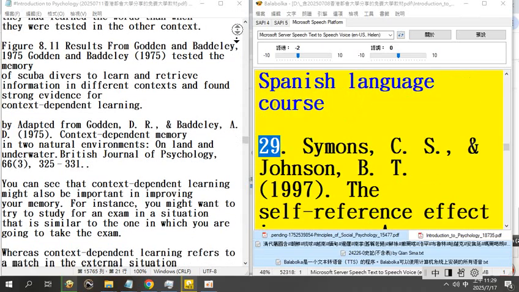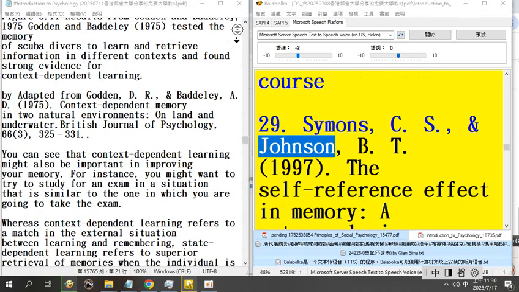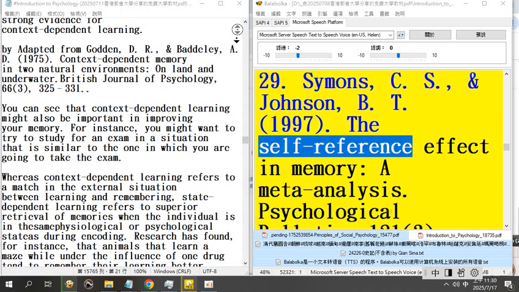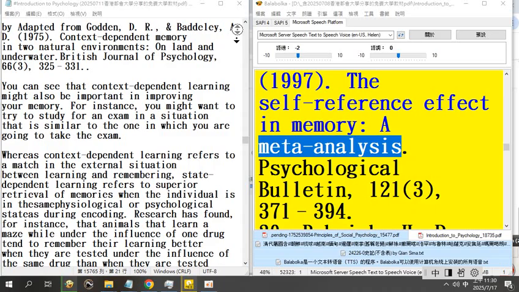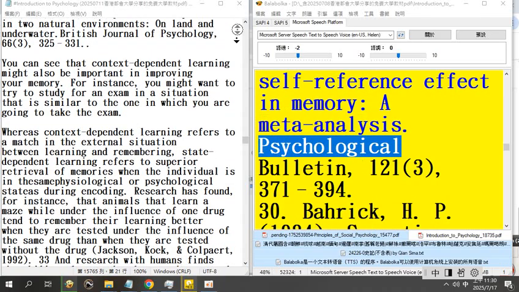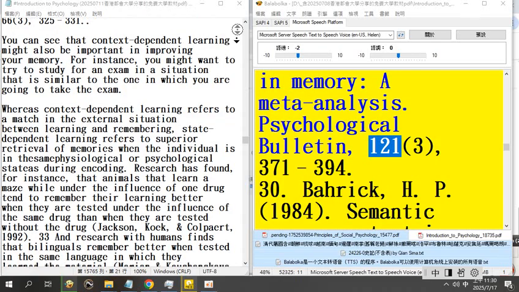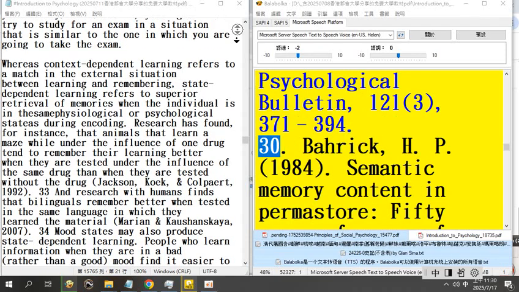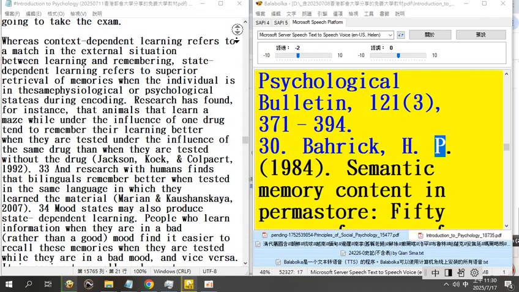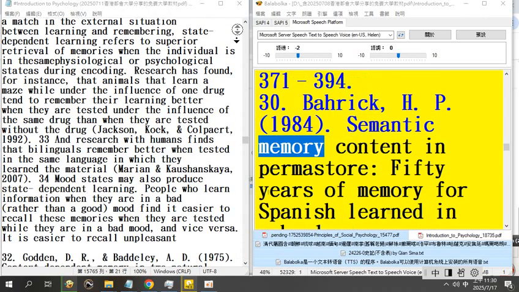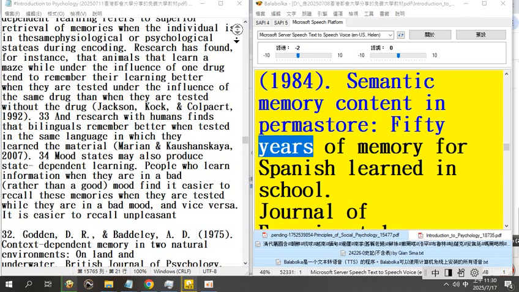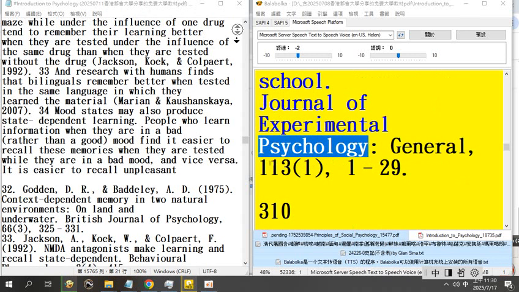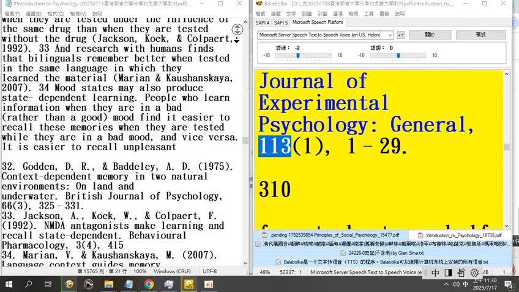29. Simons, C.S., and Johnson, B.T. 1997. The Self-Reference Effect in Memory, a Meta-Analysis. Psychological Bulletin, 121, 3, 371-394. 30. Baruch, H.P. 1984. Semantic Memory Content in Permastore, 50 Years of Memory for Spanish Learned in School. Journal of Experimental Psychology, General, 113, 1, 1-29.